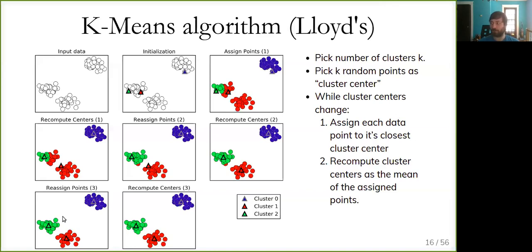There are also ways to stop the algorithm earlier, but the standard stopping criterion would be if the assignment of points to clusters doesn't change anymore, then the algorithm has converged. And as I said, this is an approximate solution to the k-means objective function, but it is the most commonly used algorithm in a sense. And for a simple data set like this here, it easily discovers the three separate cluster centers. I also picked the number of clusters correctly.